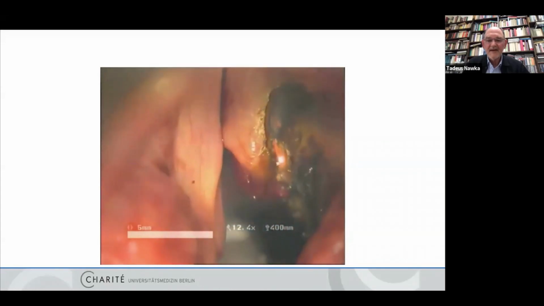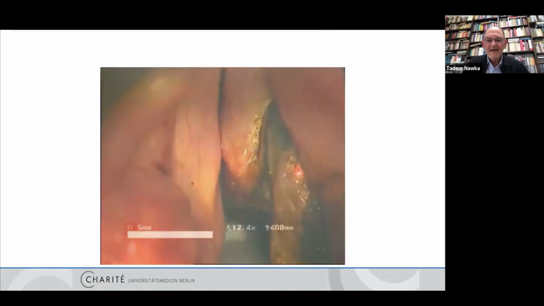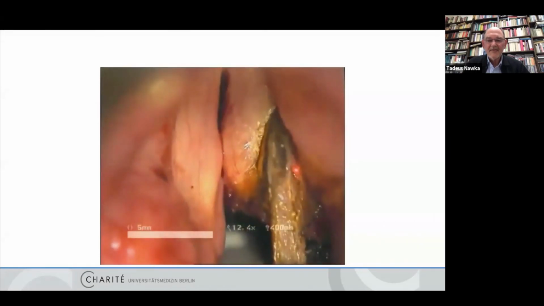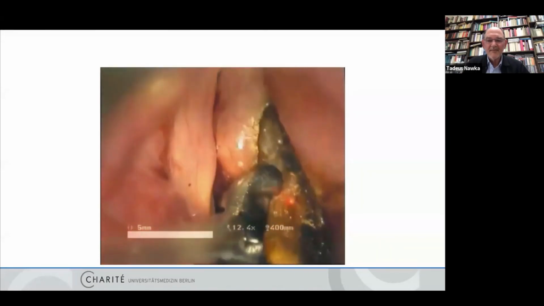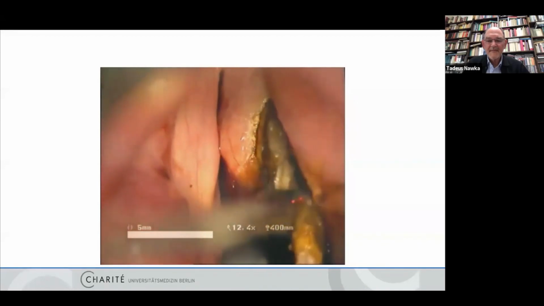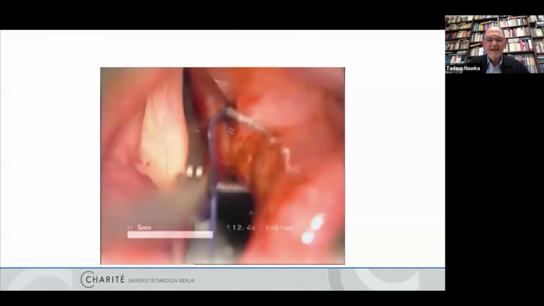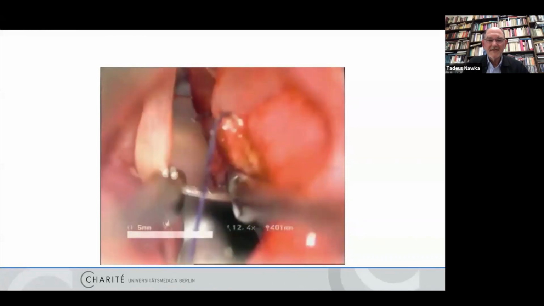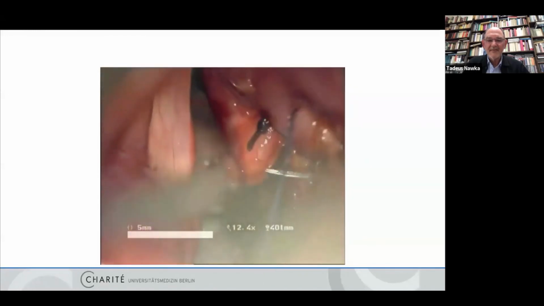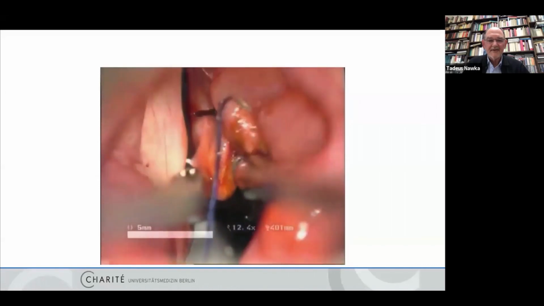I take out the muscle, but only the posterior part of the muscle, not the whole. And then there is a flap in the middle, which is sutured laterally to the posterior part of the ventricular fold.